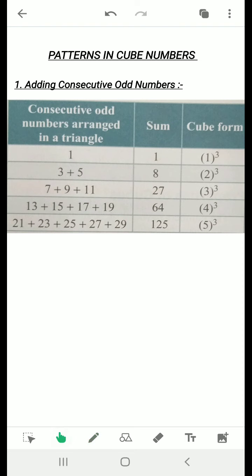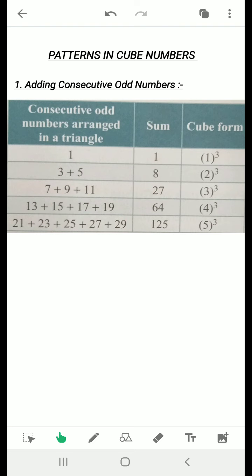So the first one is adding consecutive odd numbers. Consecutive means one after another. Odd numbers you already know. What are the odd numbers?